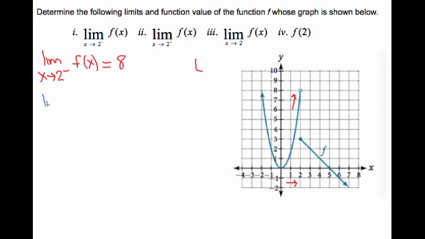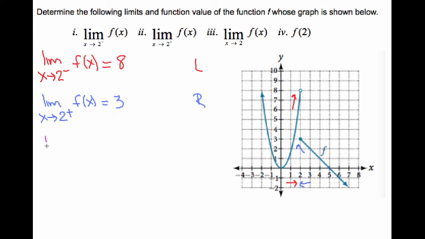Now let's take a look at the limit as x approaches 2 from the right. So we'll use a superscript of a plus sign to designate that x is approaching 2 from the right. When x is approaching 2 from the right, this means x is greater than 2 but very near 2. We'll look at the corresponding part of the graph and notice that as x nears 2, those outputs are getting very close to 3. So the right-hand limit as x approaches 2 of this function is 3.